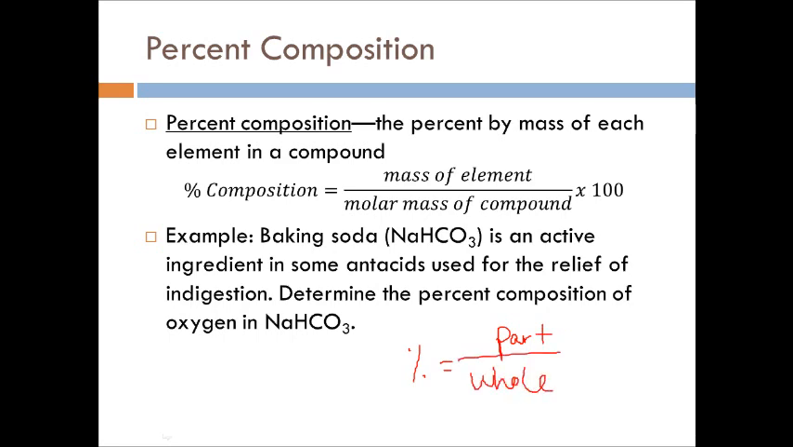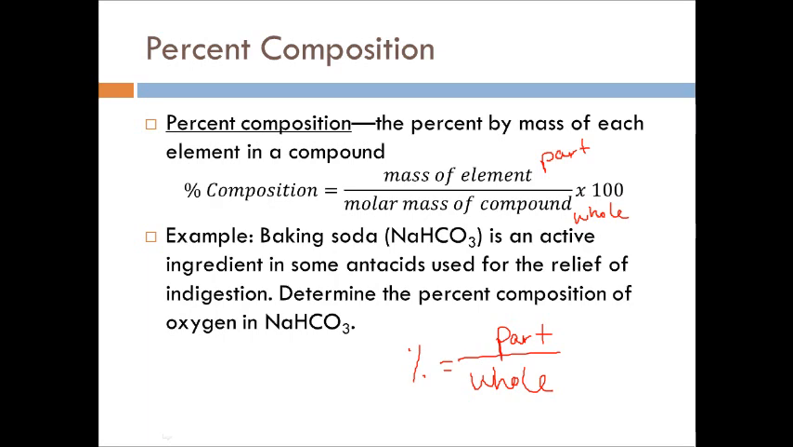All right, so in this case, we're going to take the mass of an element, which would be your part. So this is a specific element over the molar mass of the compound, or the total mass of the compound. So that would be your whole. And you multiply by 100 to get into percentage. So this is a real simple calculation.